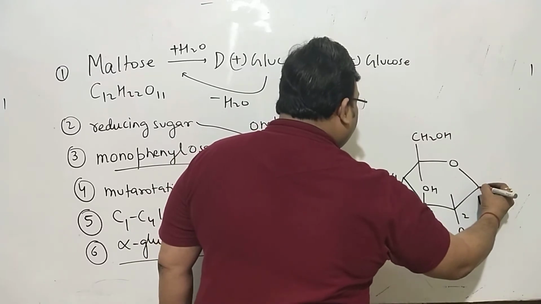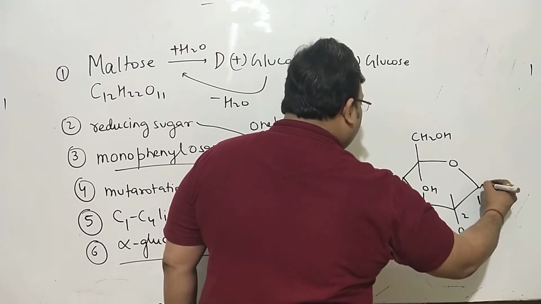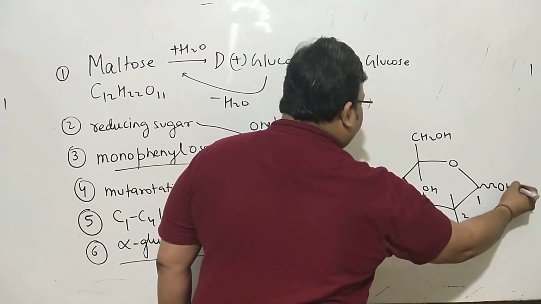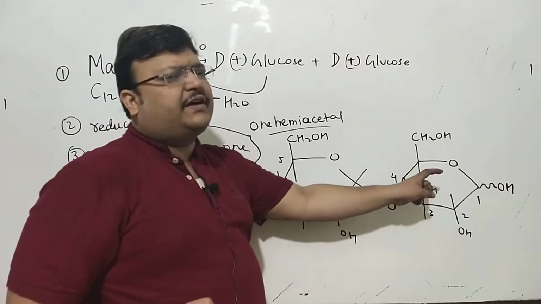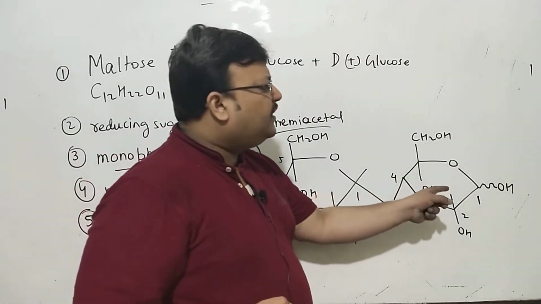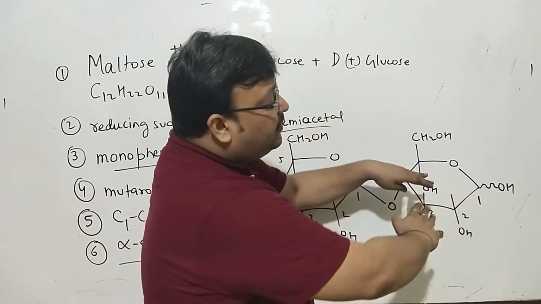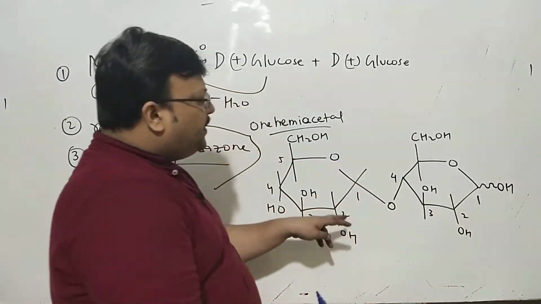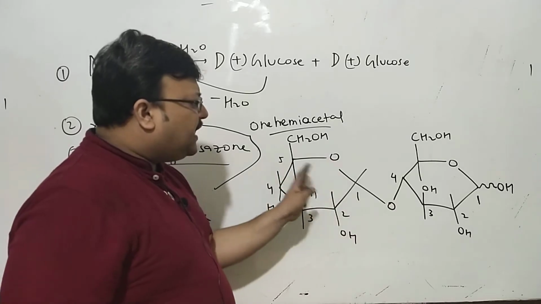You will want to keep this curvilinear. This is a mistake. It's a mistake in most of the textbooks. They make it either alpha or beta, but realize that is the ring which is opening up. This is losing its hemiacetal. This has become an acetal.